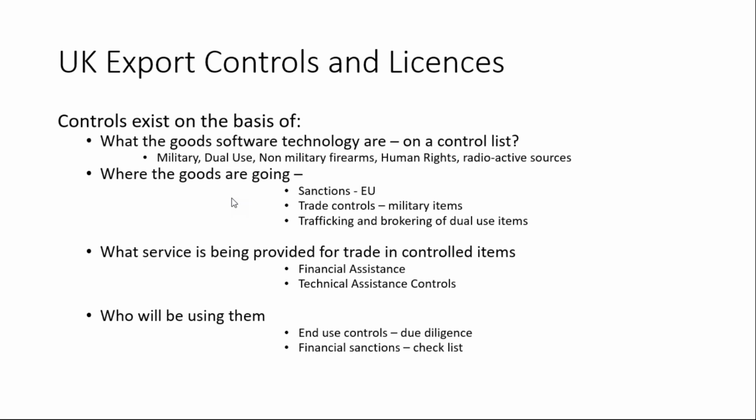Other controlled items are non-military firearms, or items that can be used for torture purposes, where of course there's a presumption of a ban, and radioactive sources which may pose a significant risk if falling into the wrong hands. All these controlled items are listed in the UK Strategic Export Control List, available from the Export Control Joint Unit website. If you don't know if your goods are controlled, use the Control List Classification Advice Service or the Goods Checker tool on gov.uk.